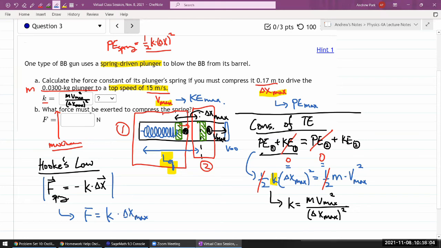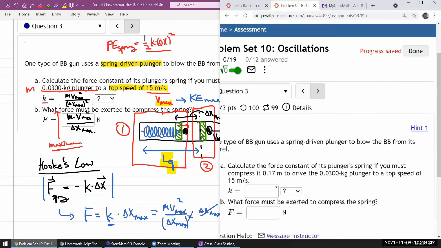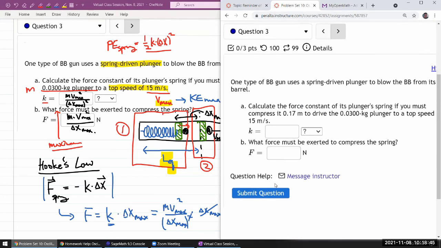And actually looking at this expression, some things cancel out. So let me just plug in what k is. k is equal to m v max squared over delta x max squared. So if I'm multiplying it by delta x max, one factor of this cancels out a factor of this. So the force here is mass times v max squared over delta x max. So that should be it. Let me plug in the numbers, make sure I got it right. I probably got it right, but it's happened in the past where things didn't work out.